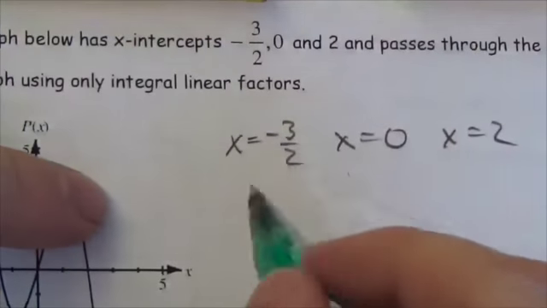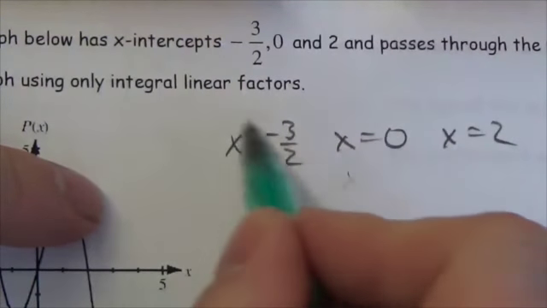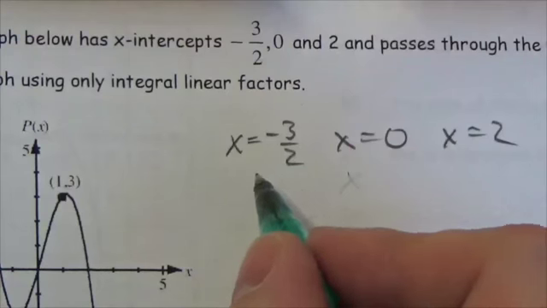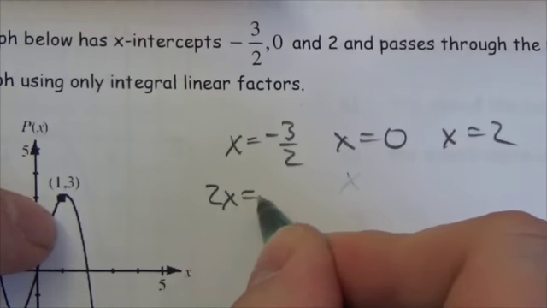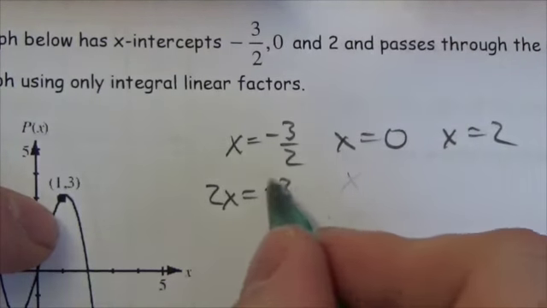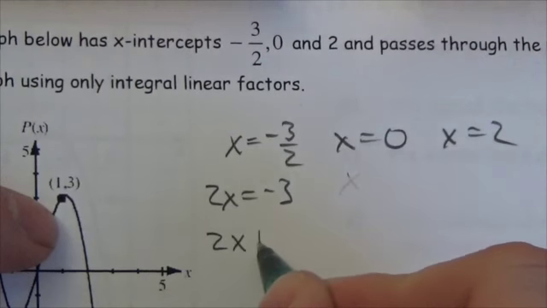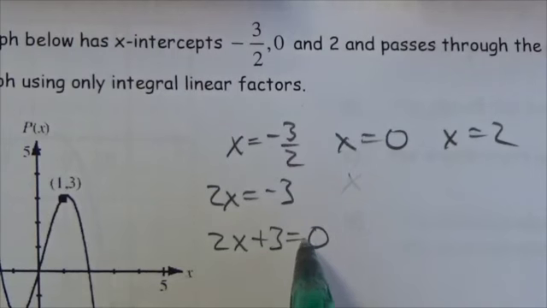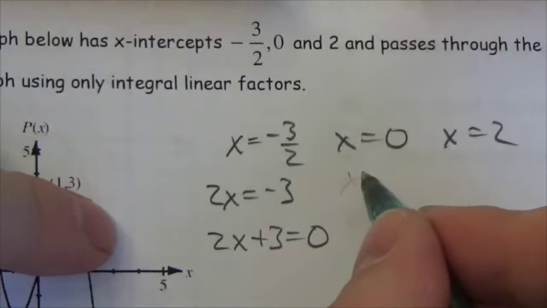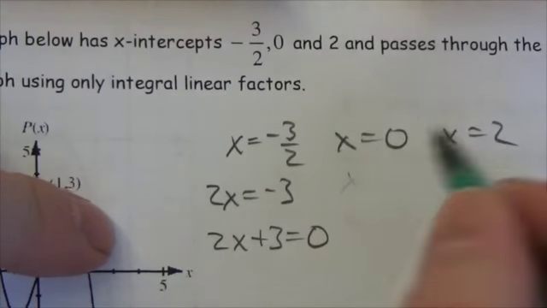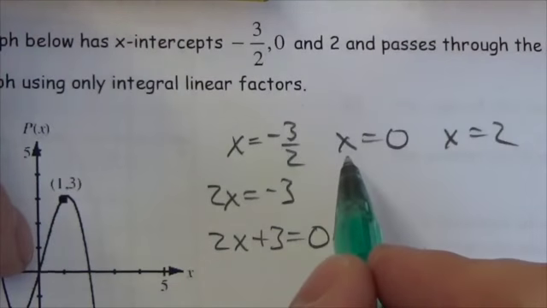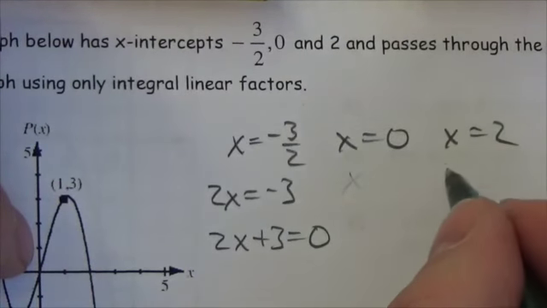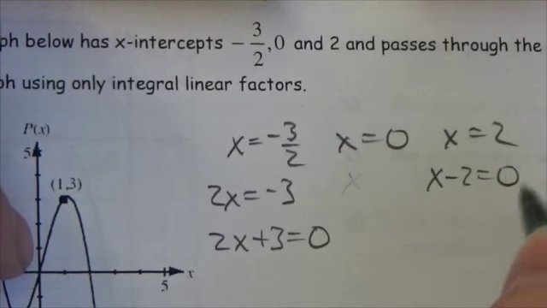You'll lose a little bit better here. I'll start with this one. In order to get my factor from this, I'm going to multiply by 2 to get rid of the denominator. So 2x equals negative 3. And then I would bring that 3 over. So 2x plus 3 is equal to 0. So now I got this term equal to 0. There's my factor. In this case right here, x equals 0. Well, it's already equal to 0. So that's my factor, the x. In this case, bring the 2 over, equals 0.